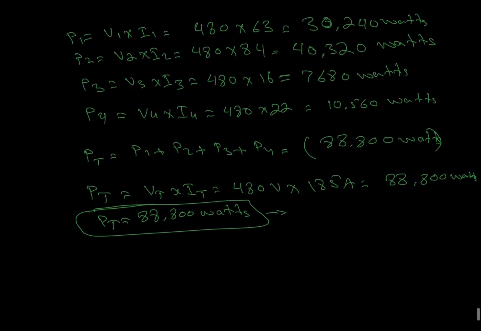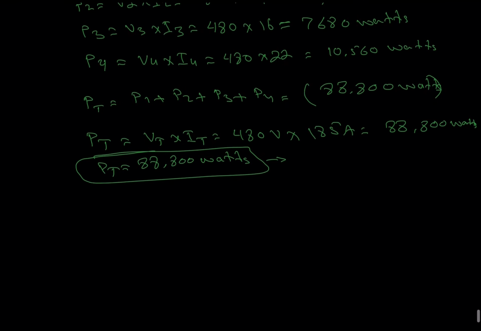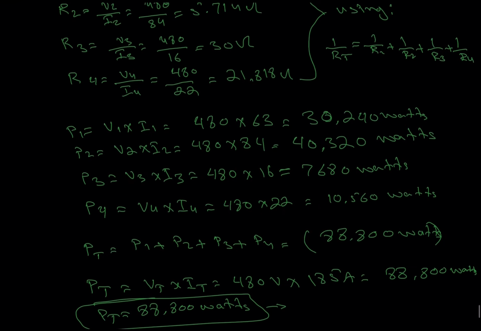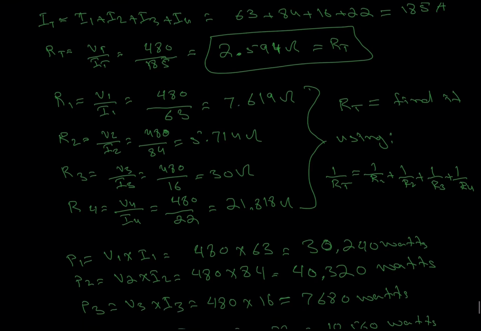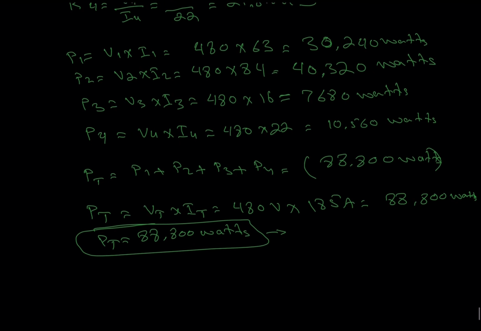So this was it. We found everything we were asked to. So this was a circuit given. We find R1, P1, R2, P2, and the total voltage here, and total power also altogether. This was it from the parallel circuit, guys.